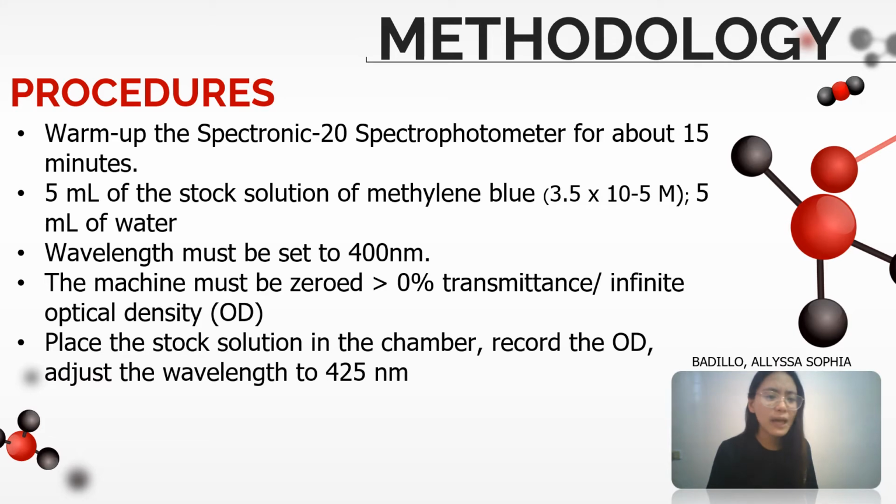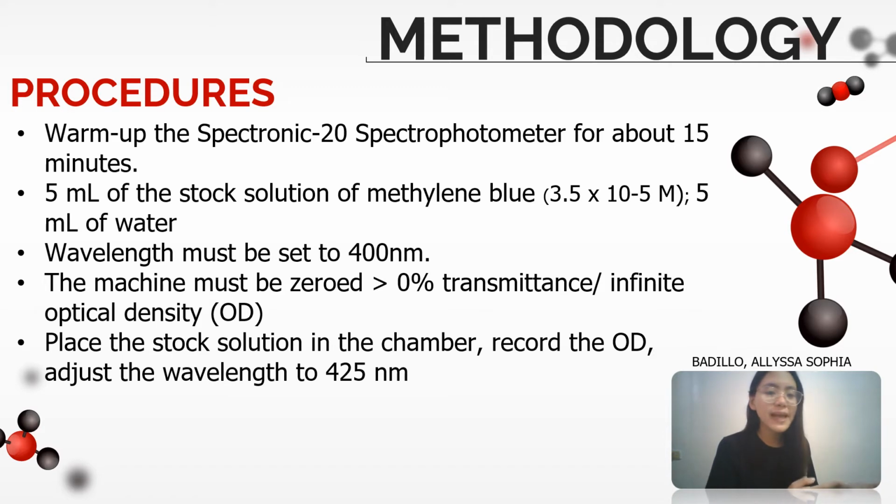Given that the machine is properly warmed and zeroed, data for the absorbance spectrum can then be accumulated. With the wavelength set to 400 nanometers, the tube of the stock solution must then be placed in the sample chamber. Its OD must be recorded. After recording the data, the tube must be removed and the wavelength must be adjusted to 425 nanometers while zeroing the machine all over again.